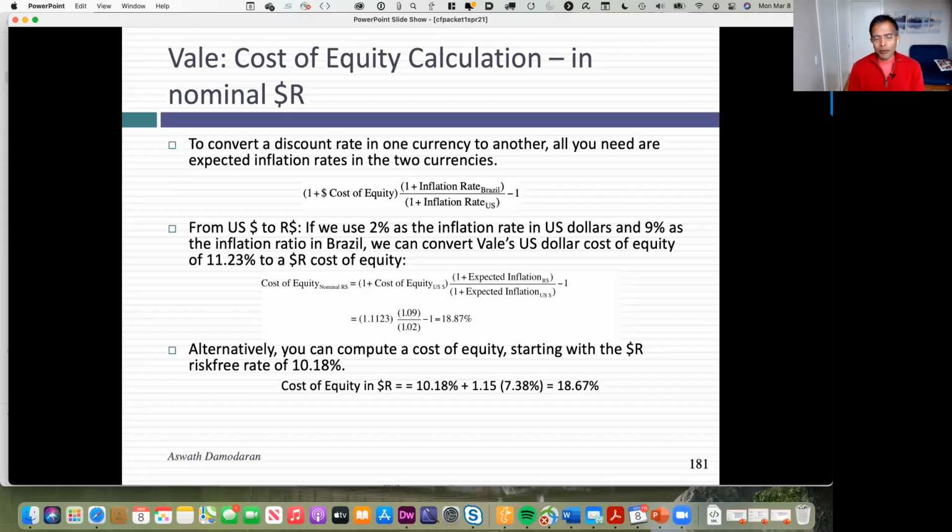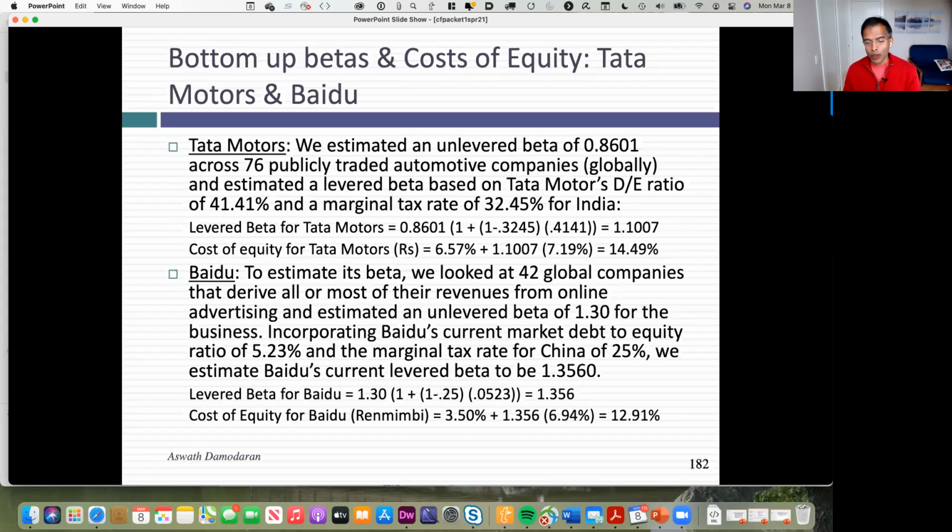What it effectively means, if you're working with a non-US company in a currency that's not the US dollar, and you want to convert into a US dollar or away from the US dollar, just use the inflation differential. You should be able to convert any currency discount rate into a different currency.